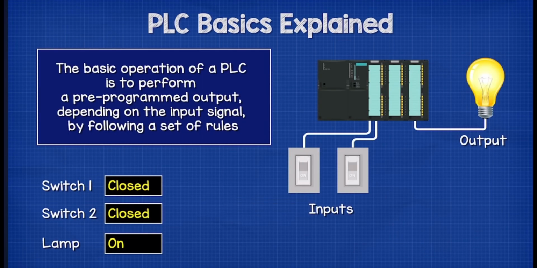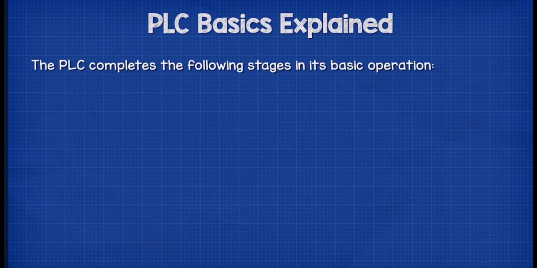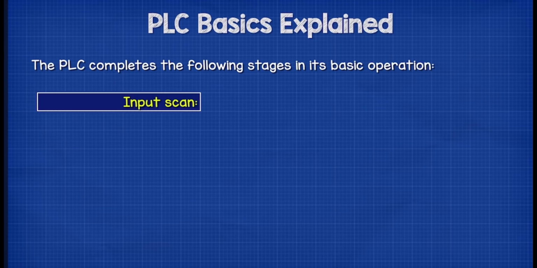The basic operation of a PLC is to perform a pre-programmed output depending on the input signals. By following a set of rules, the PLC completes the following stages in its basic operation. First, there is the input scan, which detects the state of the inputs.